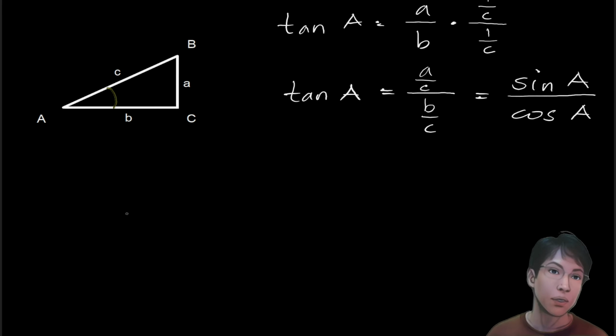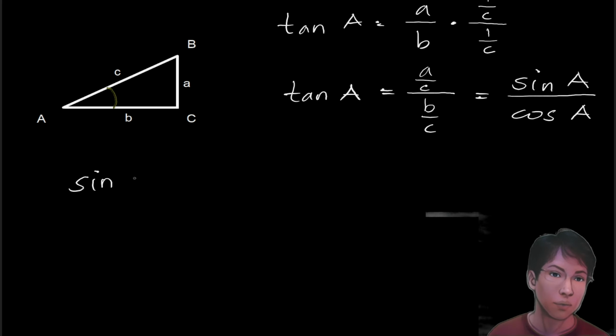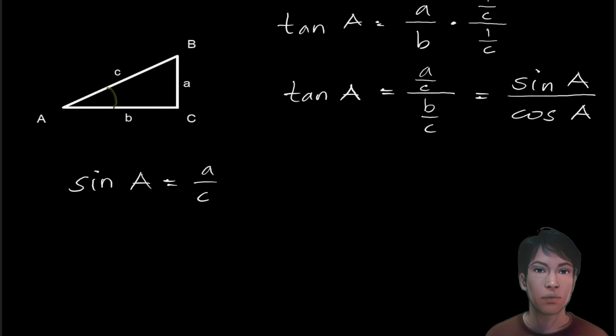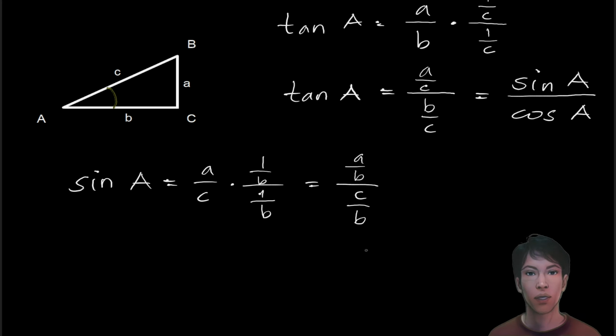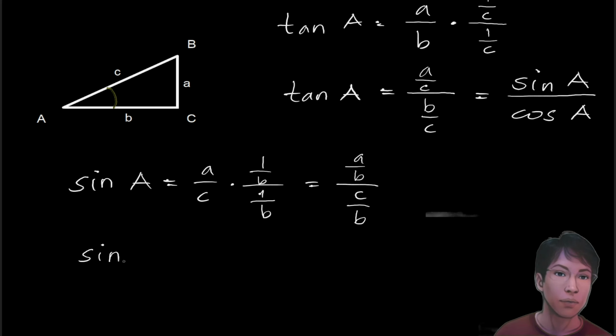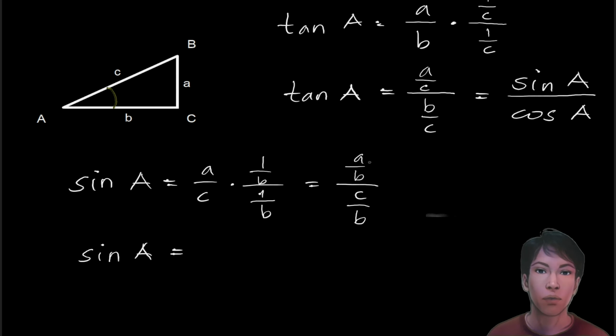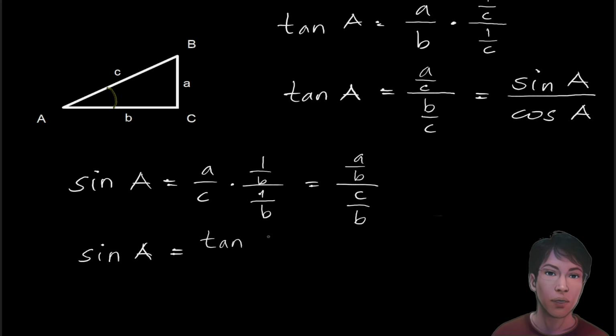Right? The same thing is true if I were to write, or rather you can derive sine A as A over C. So I will multiply this by 1 over B over 1 over B, and this becomes A over B over C over B. And sine A is, what is A over B? A over B is tangent A.